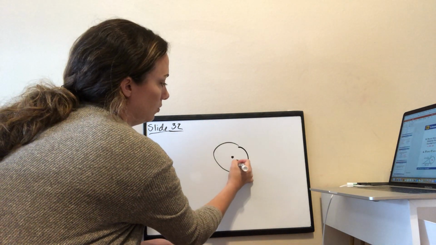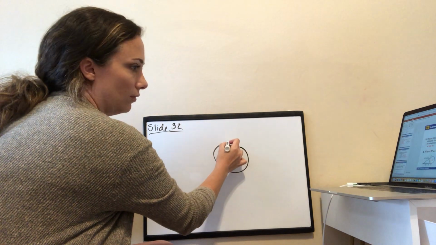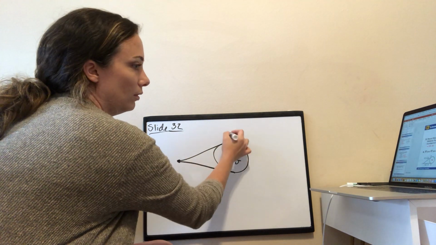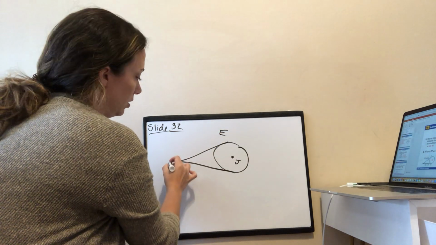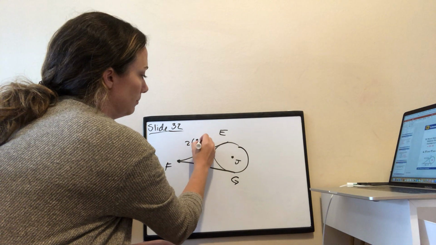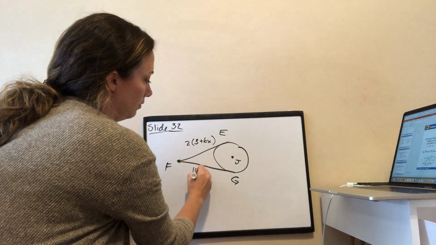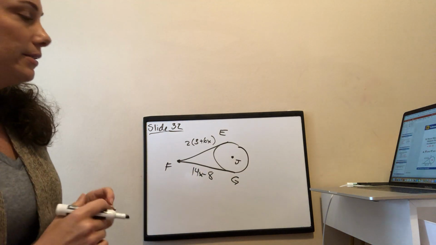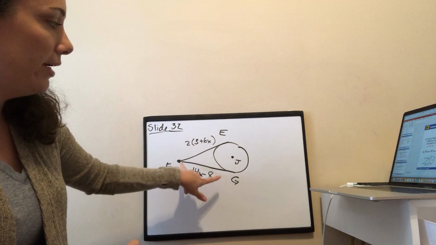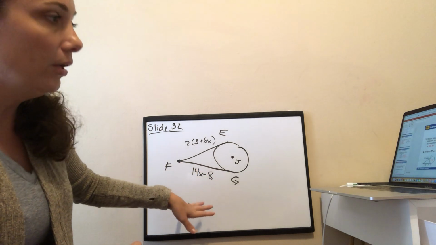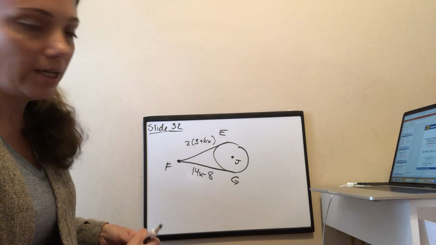They've got J, E, F, G, okay. It says segment FE and segment FG are tangent to circle F. Find the length of segment FG.